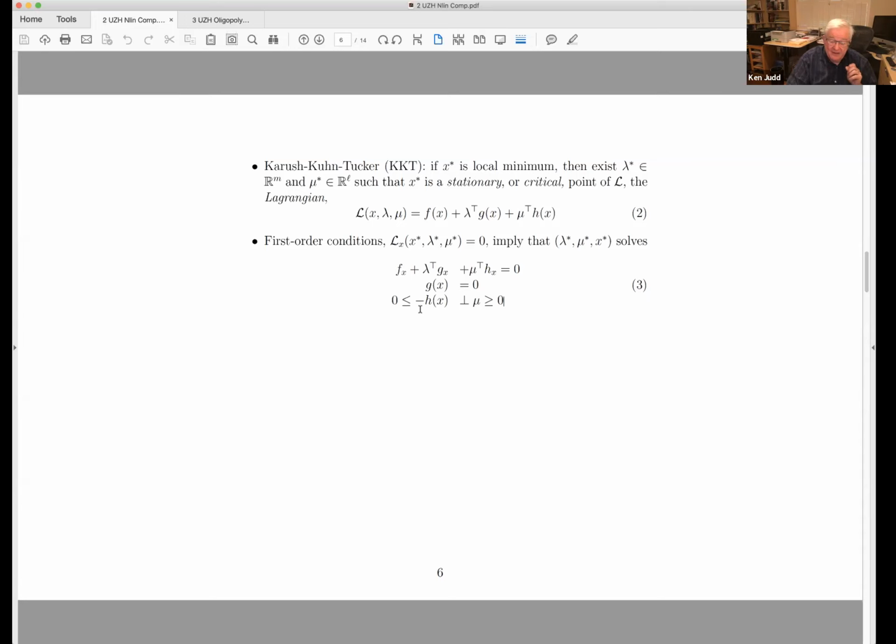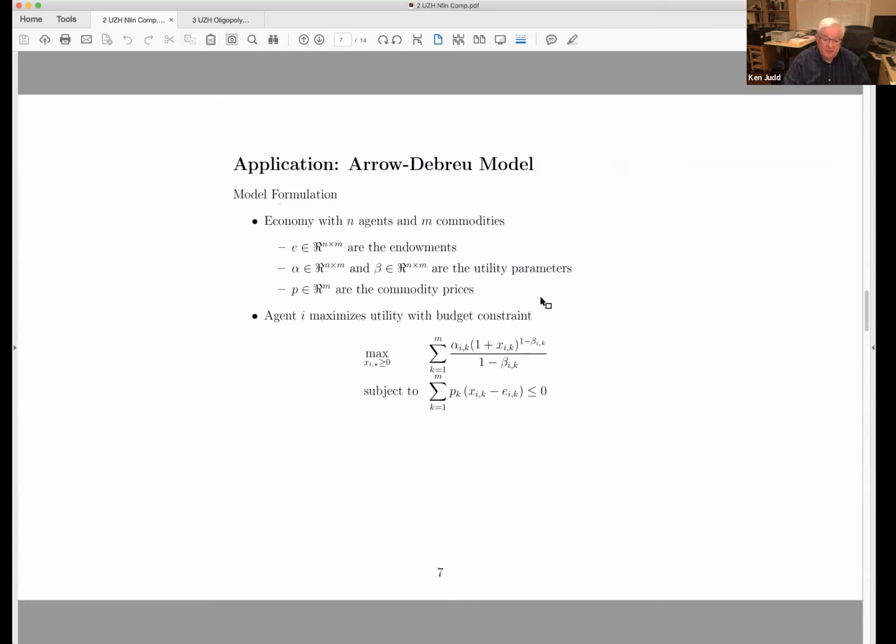And we want that to be true for our solution for the mu and the x. And by the way, one of them has to be 0. So you've seen this idea before in KKT conditions.